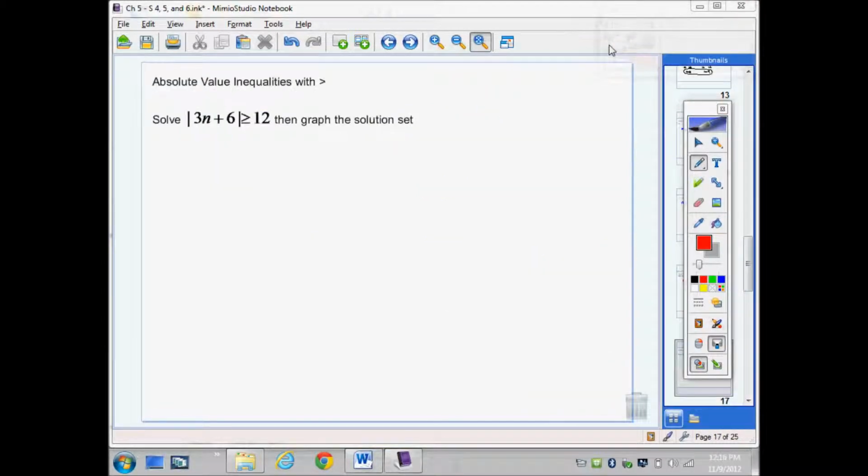Okay. Greater thans are going to end up being ors. So less thans are ands, greater thans are ors. But you do it the same way. We're going to take that 3n plus 6 greater than or equal to 12, and then we're going to do 3n plus 6 less than or equal to negative 12. And we're going to solve each individual.